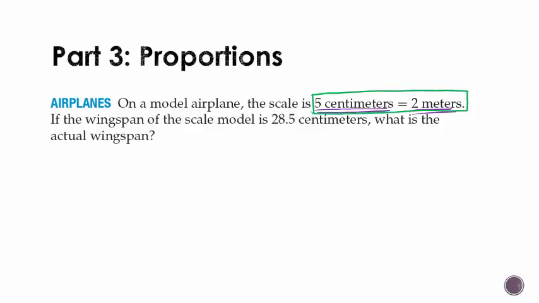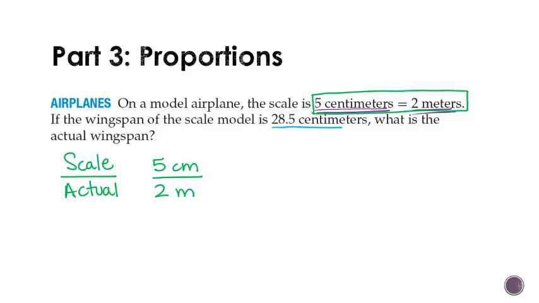So the first thing you got to do is take the information they gave you and turn it into a ratio. So we have the scale and the actual. They tell us that 5 centimeters on the scale is exactly the same thing as 2 meters on the actual one. And then they give us a bit more information that says the wingspan of the scale model, so still on the top because we're talking about the scale model, is 28.5 centimeters. I need to know the actual wingspan.